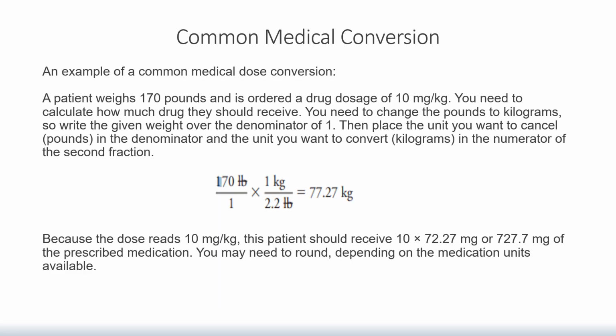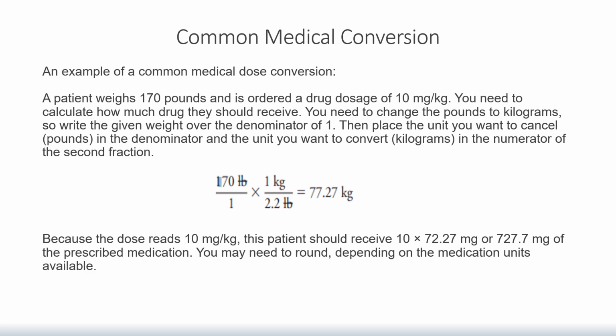An example of a common medical dose conversion. If a patient weighs 170 pounds and is ordered a drug dosage at 10 milligrams per kilogram, you need to calculate how much drug they should receive. You need to change the pounds to kilograms. Anytime you see an order that has a medical conversion and the order is in pounds, always change that to kilograms first.